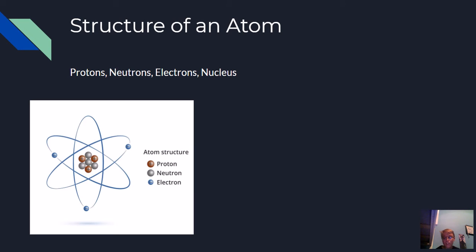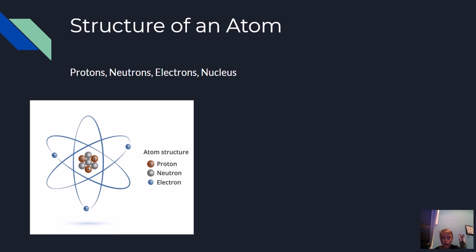Protons are positively charged particles within the nucleus of an atom. Neutrons are neutrally charged particles within the nucleus of an atom, and electrons are negatively charged particles within the electron cloud, outside of the nucleus. The nucleus is the positively charged central core of an atom, consisting of protons and neutrons. As you can see on this image, on the outside in blue are the electrons, and the inside with red and gray are the protons and neutrons.